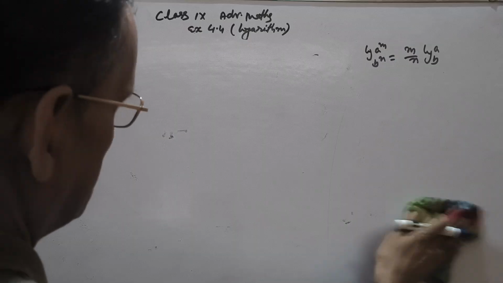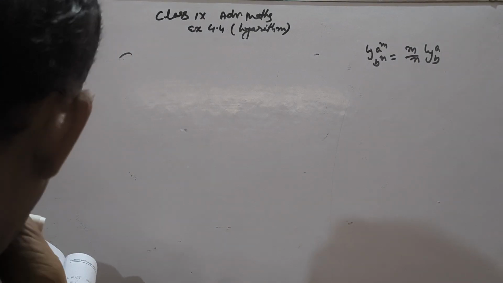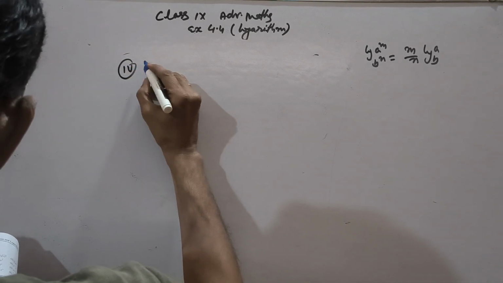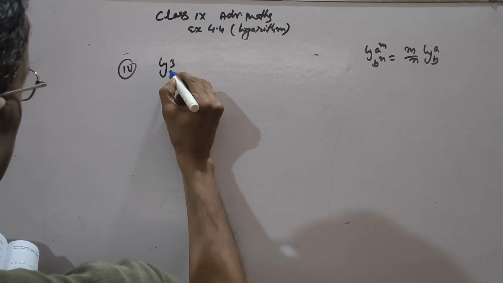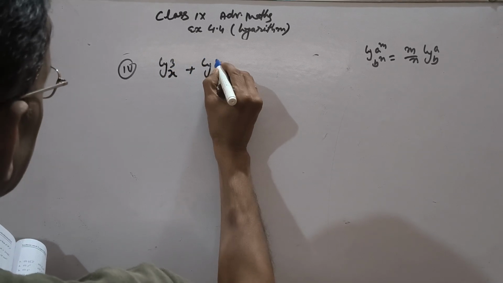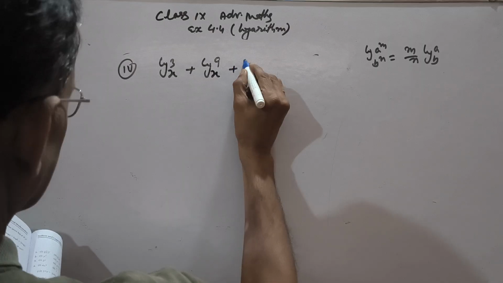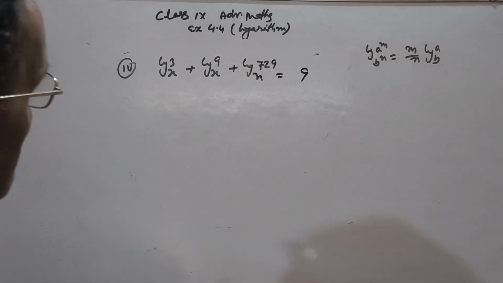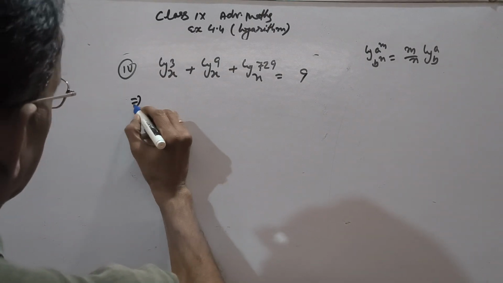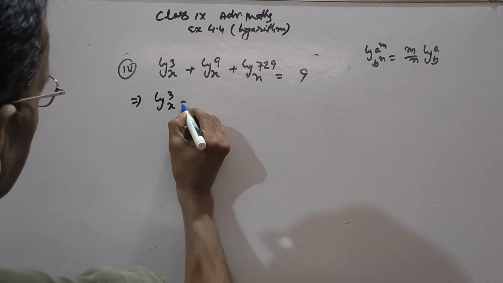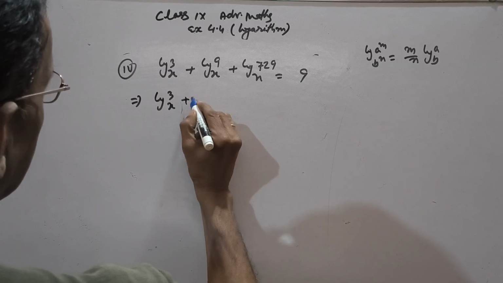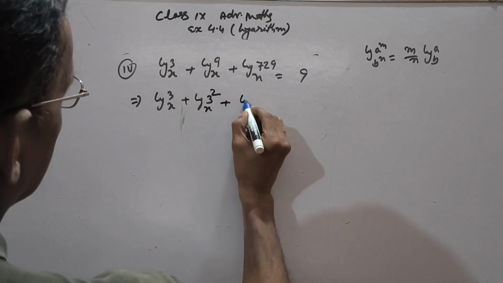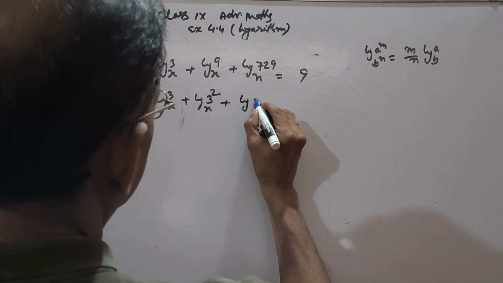Okay, more sums are here. Some important sums are also here. Would you like to try number 4? Log 3 to the base x, almost similar: log 9 to the base x plus log 729 to the base x is equal to 9. We need to find x. So this is also log 3 to the base x plus what will be here? Can we write 9 equal to 3 square to the base x? Can we line like this?